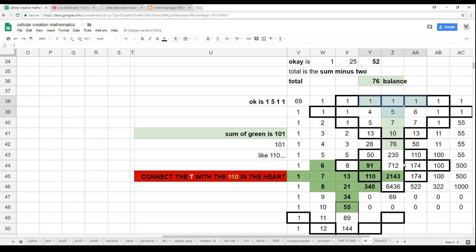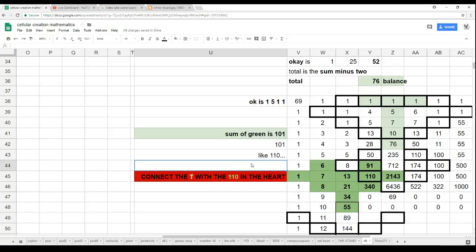Okay. Now, check this out. The sum of the green stuff here to make all the way to 76 is 101, which to me can be reorchestrated to be something like 110, which is very important for 1 of 7 of 13 of 110 of 2143, or 1 of 7 of 13 of 110 if you don't include the other numbers. Sorry, you might not see this very well. It's zoomed in as much as it can. Okay. So connect the T with the 110 in the heart.